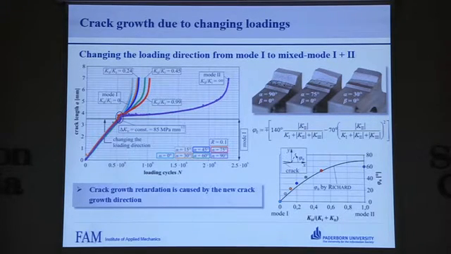The crack growth retardation here is caused by the new crack growth direction, whereby the crack kinks out of its previous orientation and has to initiate again in this new direction. The measured crack kinking angles coincide very well with the hypothesis by Richard.